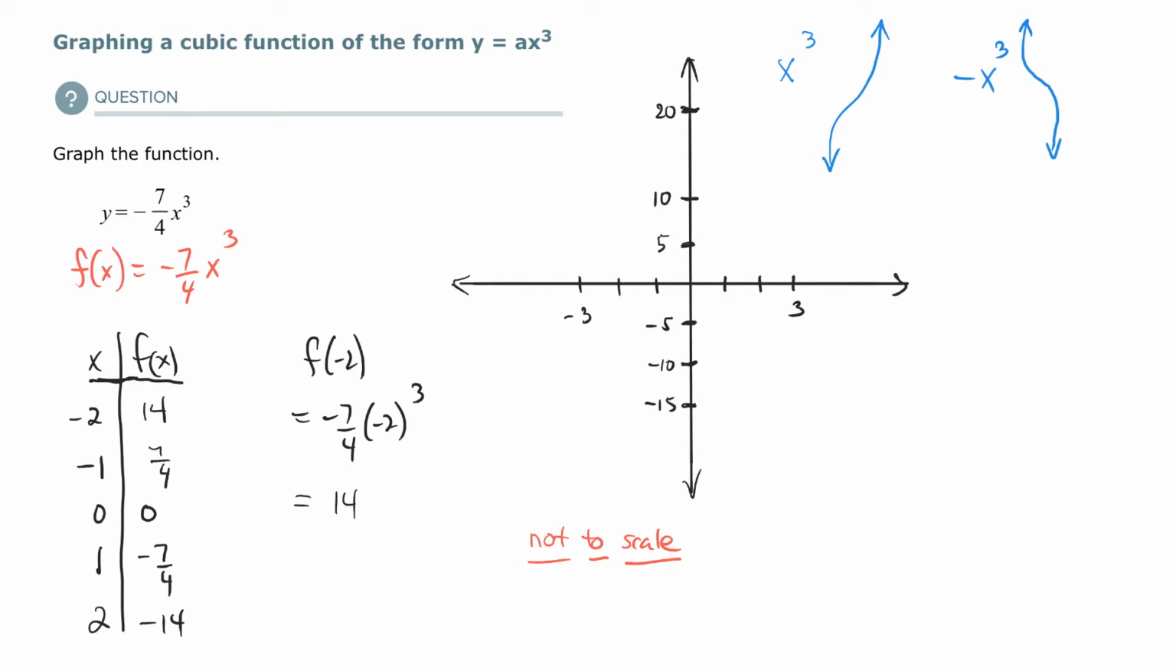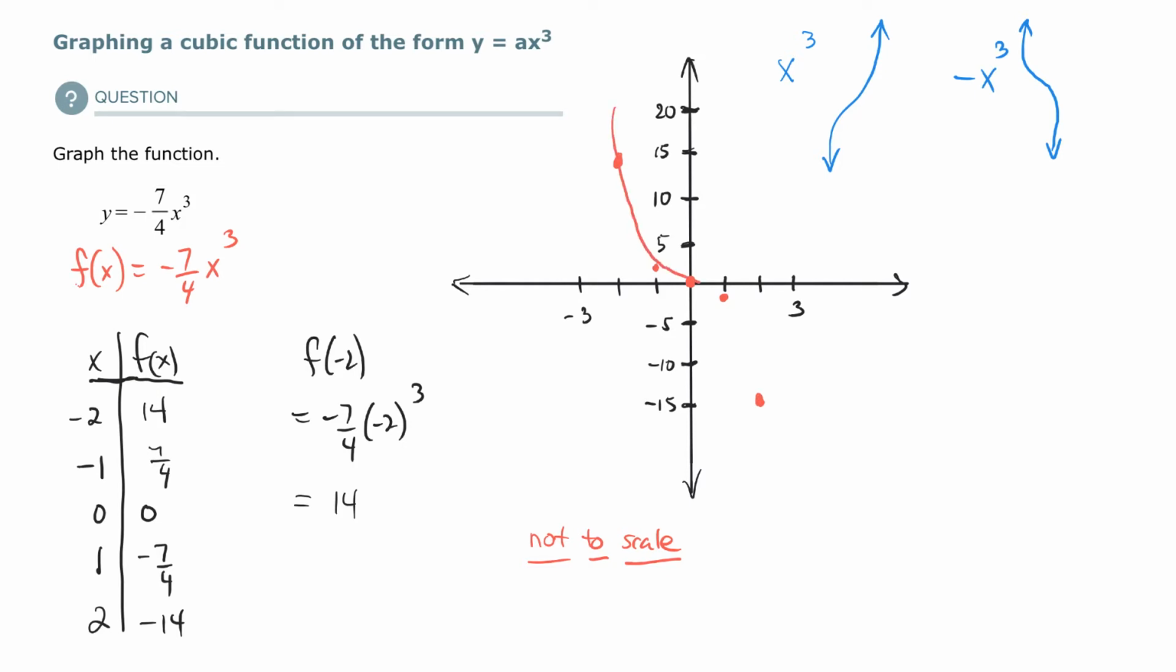Now let's plot our ordered pairs. -2 and 14 is right about probably here, a little bit less than 15. So if I wanted to, I should probably put a mark here, say that's 15. And then -1 and 7/4, well, it's almost 2. So -1 and 7/4 is almost 2. 2.5 is about here. And then 0, 0, it goes through the origin. And then we draw a similar pattern once we go to 1. And then when we go to 2, we get to -14. And then play connect the dots.